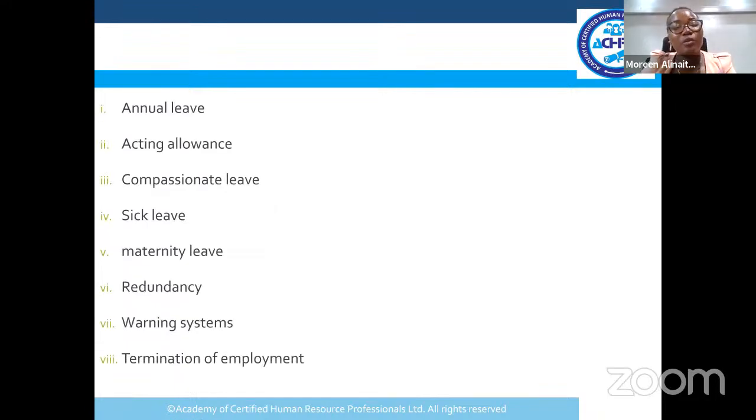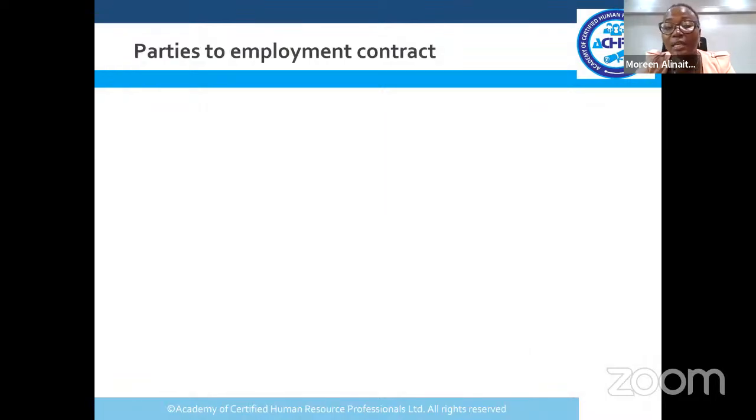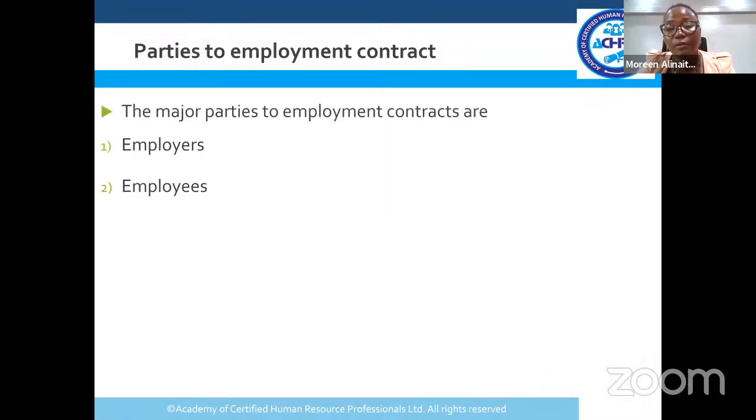The contract should also include annual leave, acting allowance, compassionate leave, sick leave, maternity leave. It should also include the aspect of redundancy. Talk about it in your contract. Don't just leave it open. Warning system. You must say how many warnings in your contract. It's important for you, because somebody can say, oh, I was given a warning last year. Now you've given me another warning and you've terminated me. It becomes a problem. Termination of employment should also be tackled. When does employment get cancelled?